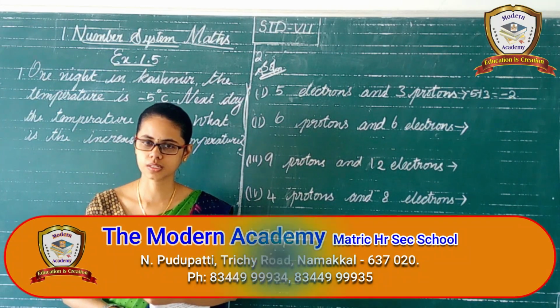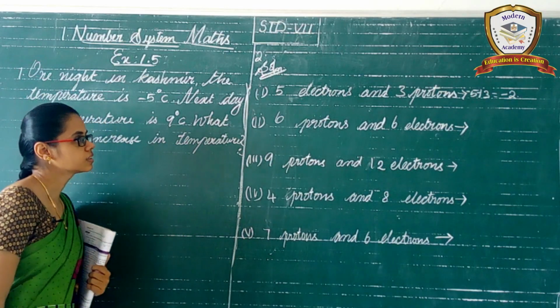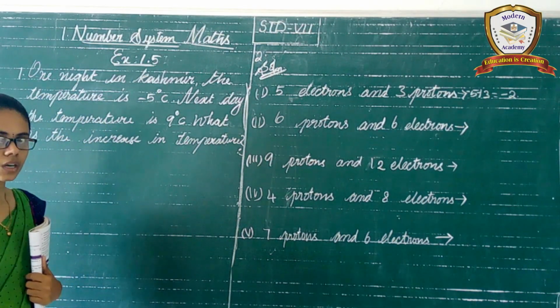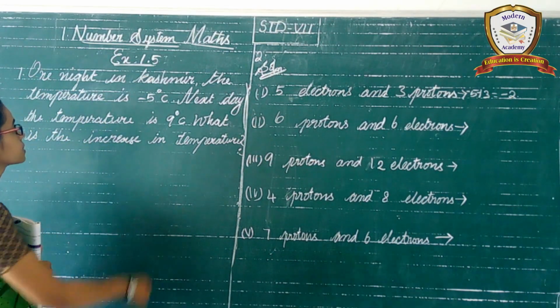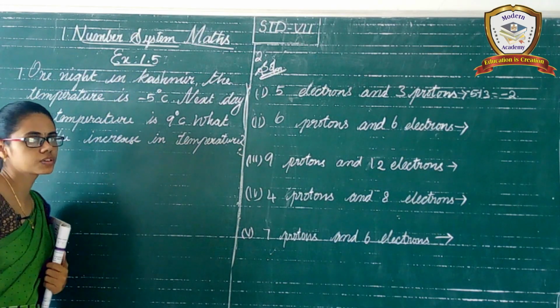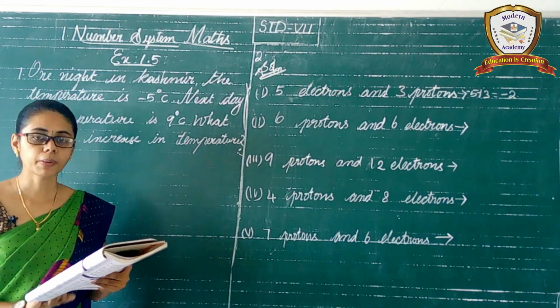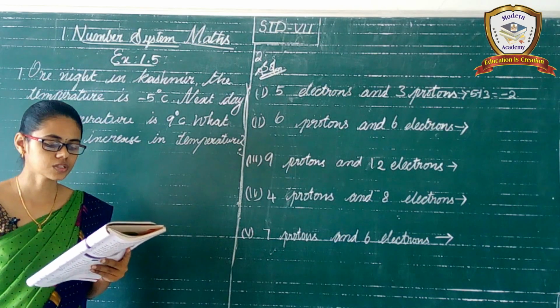Welcome to our maths class. Today we are going to discuss the chapter 1, number system. Now we are going to discuss exercise 1.5. Okay, see the first question. Take your book, page number 20, and see the first question.